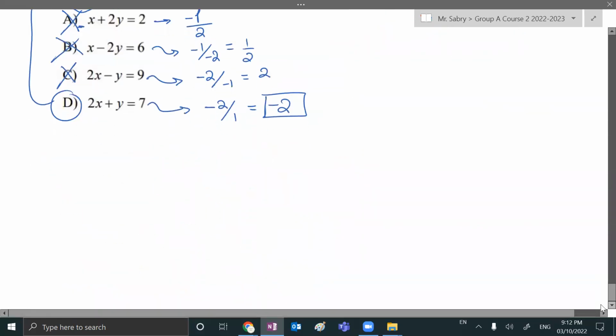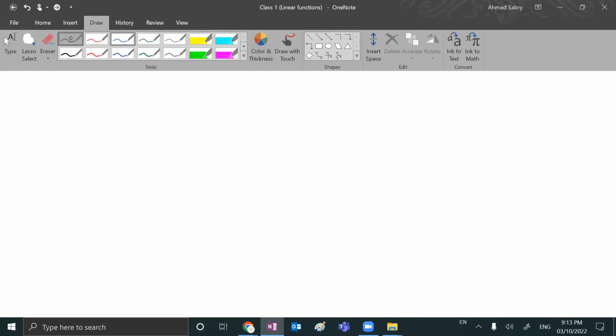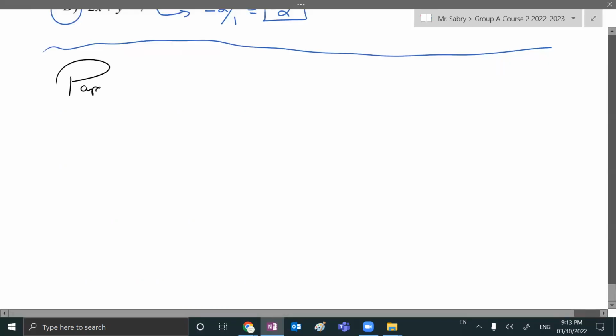I'll explain one more thing regarding the parallel and perpendicular lines of the linear functions. So whenever you see the words parallel lines in any test whatsoever, you think of equal slopes. You see parallel lines, think equal slopes. Parallel lines, equal slopes. So anything that mentions the words parallel lines, you think right away of equal slopes.